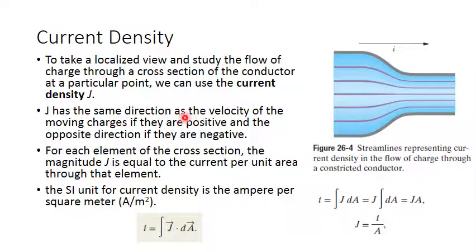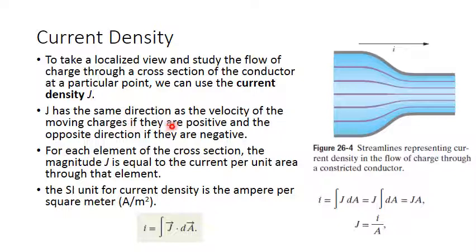So now I am talking about the velocity of moving charge, and velocity is actually a vector quantity. Even though charge is a scalar quantity, if I multiply charge by velocity, the resulting value would be a vector. So electric current density is a vector quantity, not like the current. The current is a scalar quantity.